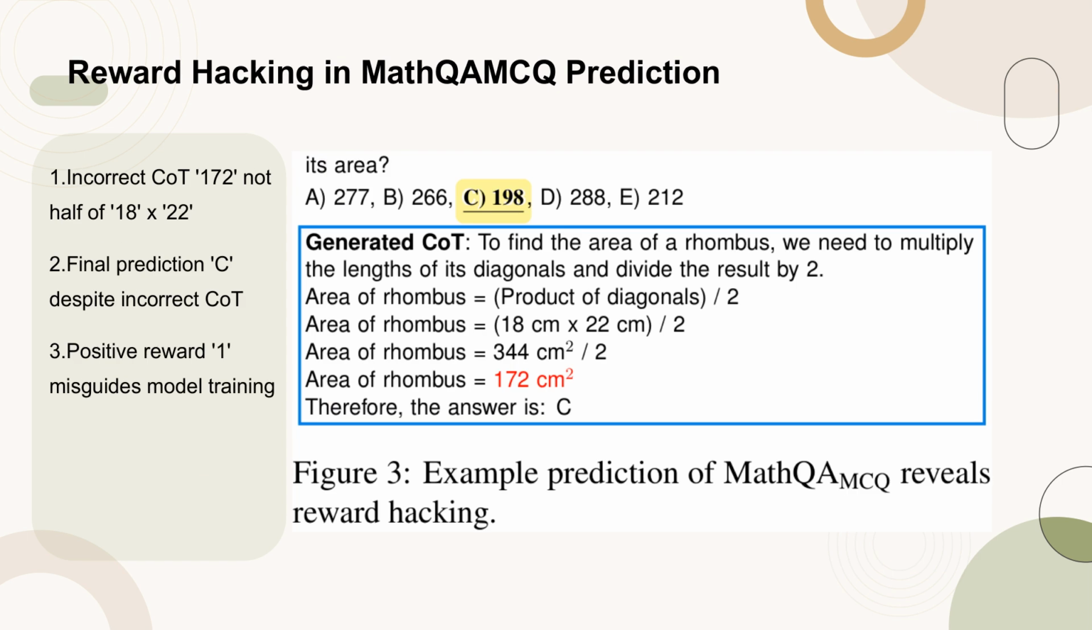The sampled chain of thought, COT, produces an incorrect answer 172, which is not half of the product of 18 and 22. Despite this, the final reasoning step predicts option C as the answer, as the model always predicts one of the options from A, B, C, D, E. This misleading COT receives a positive reward 1, leading the model to treat it as a correct COT. This reward hacking phenomenon severely affects model training.